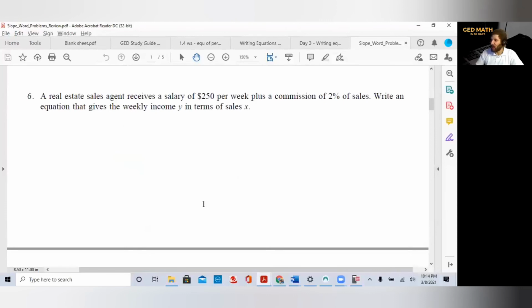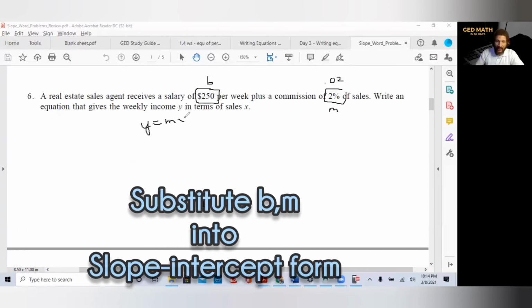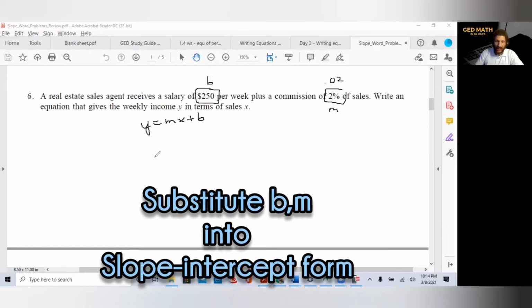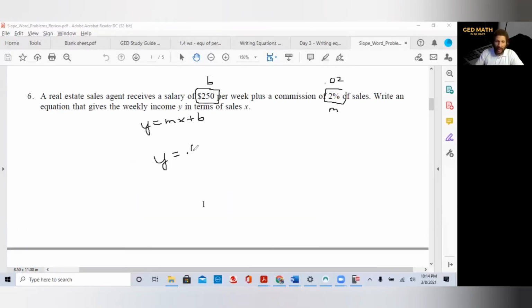We're going to come back to our problem. And we know this is really 0.02, which is your M. We know this is our B. So Y equals MX plus B. Our linear equation is going to be Y equals 0.02X plus 250. Now, what if we wanted to change it to a fraction?